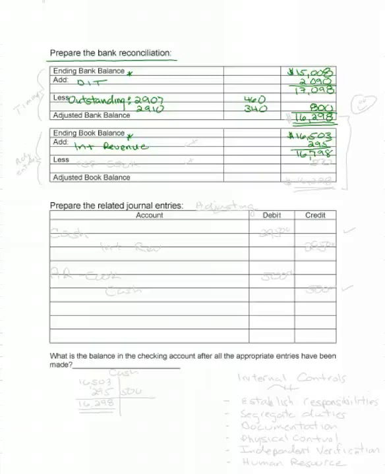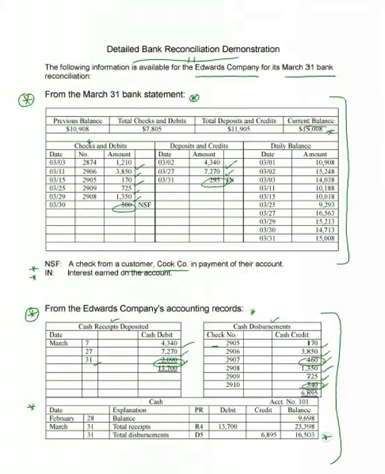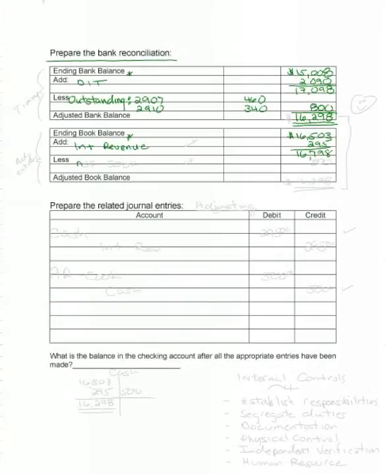Now I'll return to the bank statement and grab the amount of the debit that they have that we don't have on our accounting records, a $900 non-sufficient fund check for a customer who bounced a check to us.